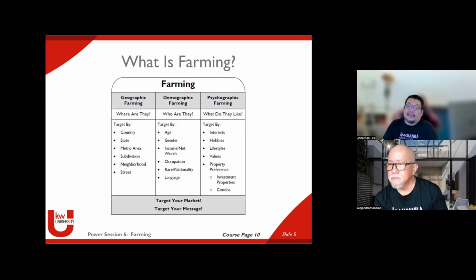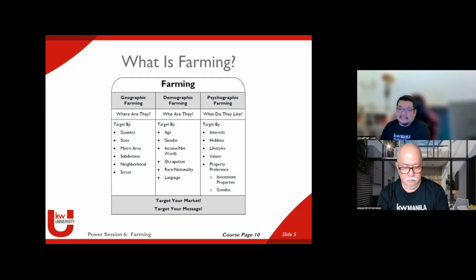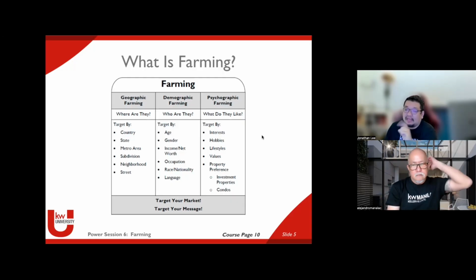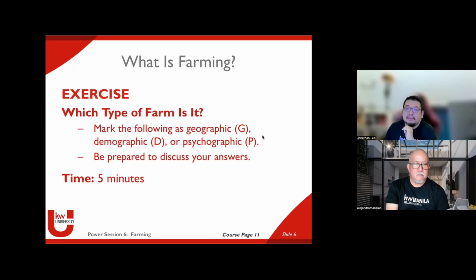When you target your market, you target your message, you target your efforts, right? So you need to understand what that means for these people. Farming is basically asking these 3 questions, focusing on the people in the location that you want to focus on, right? A lot of times we get it wrong. We focus on the property, and that's not the first place to start. The first place to start is the people, right?